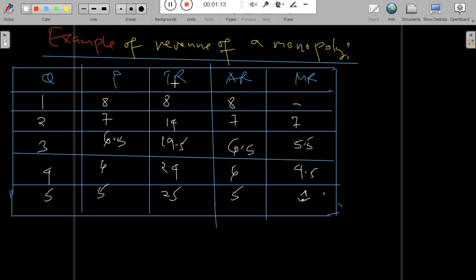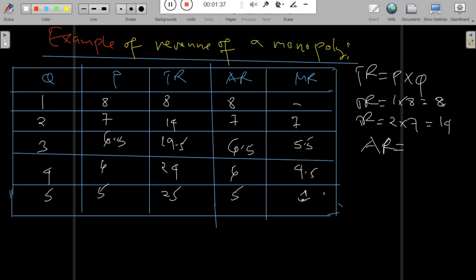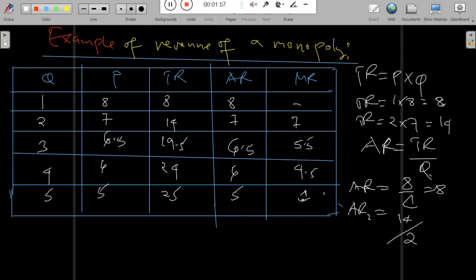So for an example of revenue for monopoly, we have the quantity, price, total revenue, average revenue, and marginal revenue. The total revenue is given by taking price times quantity. So when you take 1 times 8, that is quantity times price, equal to 8. 2 times 7 is equal to 14. 8 divided by 1 is equal to 8. So that is how it is.